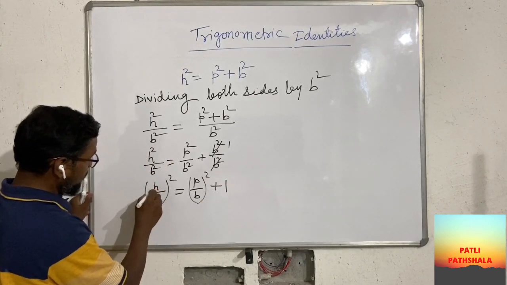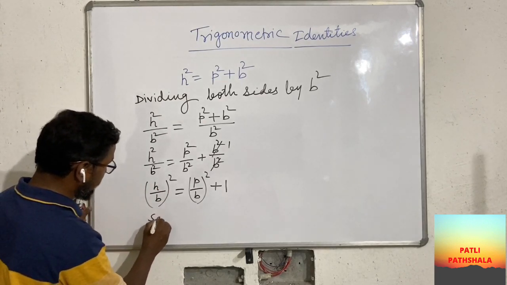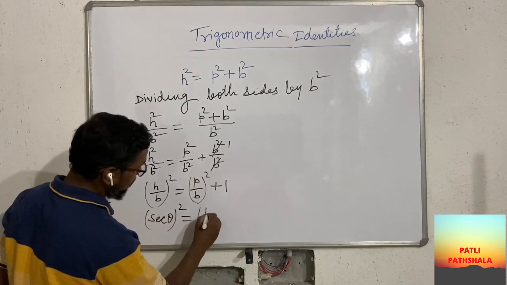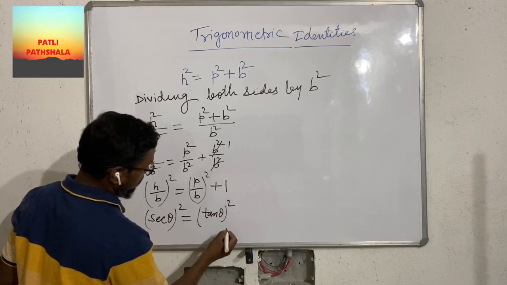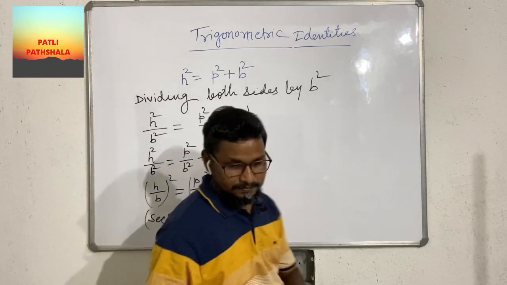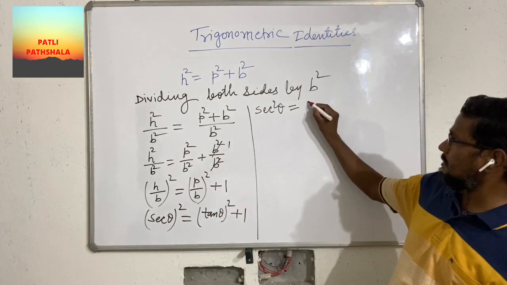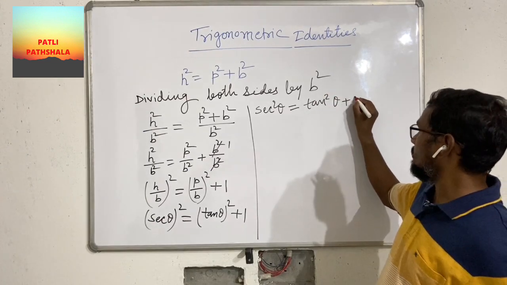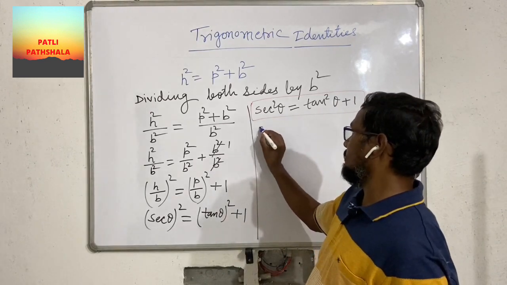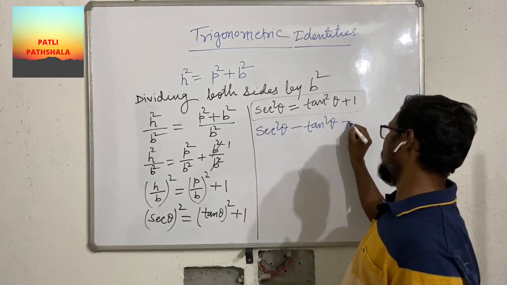H by b, as we know, represents sec theta. So instead of h by b, we can write sec theta, and square is there. Now p by b, this is tan of theta. So sec theta whole square, this one will be sec square theta is equal to tan theta whole square, which is tan square theta plus 1 relation. So let's transfer tan square theta on the other side. So here it will be sec square theta minus tan square theta is equal to 1.